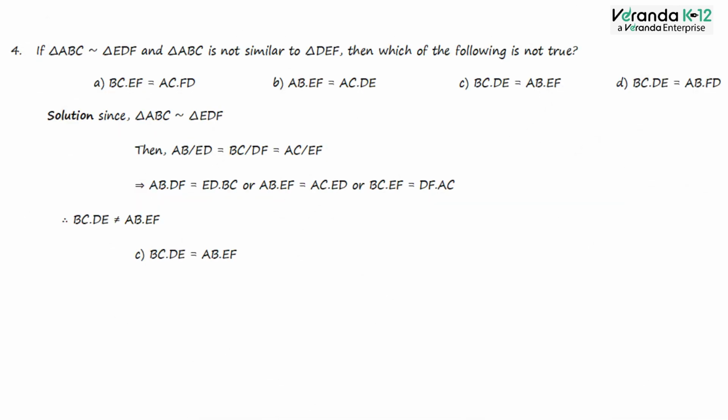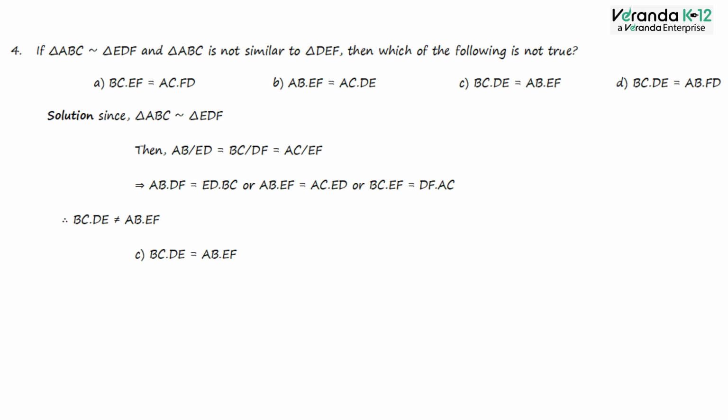Question number 4. If triangle ABC is similar to triangle EDF and triangle ABC is not similar to triangle DEF, then which of the following is not true? Options given are A. BC into EF is equal to AC into FD, B. AB into EF is equal to AC into DE, C. BC into DE is equal to AB into EF, and D. BC into DE is equal to AB into FD.